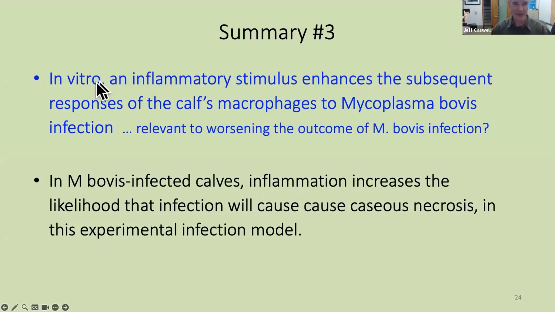So the summary of this then: in vitro, culturing the macrophages in the lab, an inflammatory stimulus seems to enhance the subsequent response of the calf's cells, or the calf's macrophages, to Mycoplasma bovis. And we think that is probably relevant to worsening the outcome of Mycoplasma bovis infection.